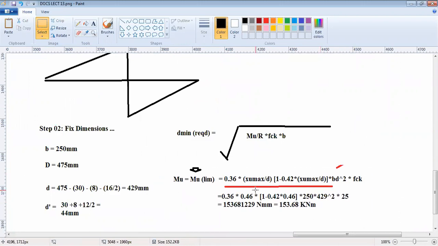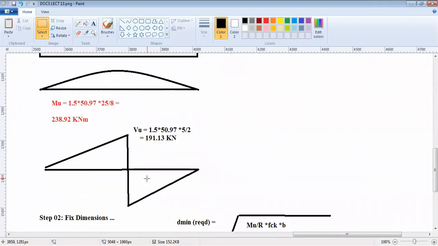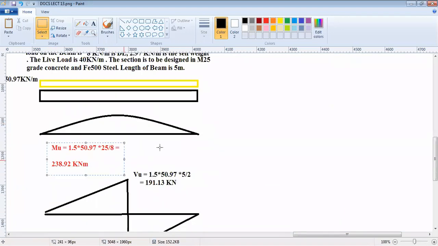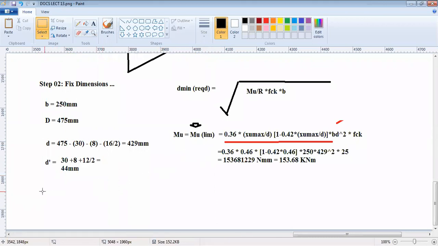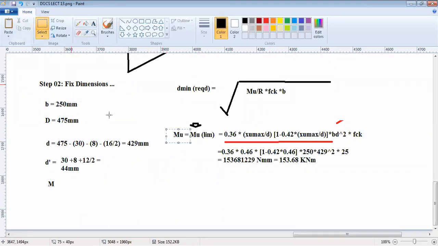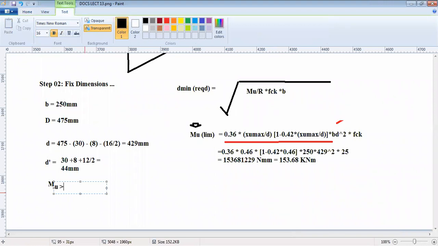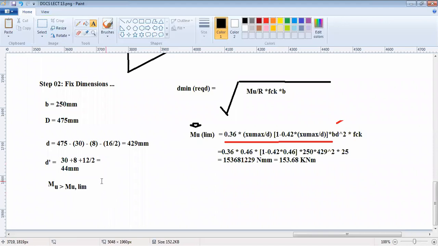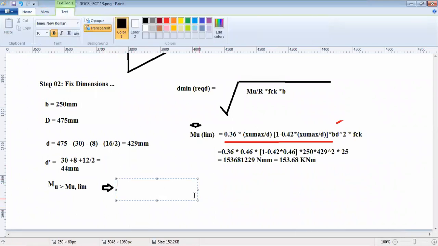Now our section has, now this is the case, your Mu here, which is in the red, Mu is greater than Mu limiting. How much is Mu? Your Mu is 238.92, which is greater than 153.68. What does this mean?